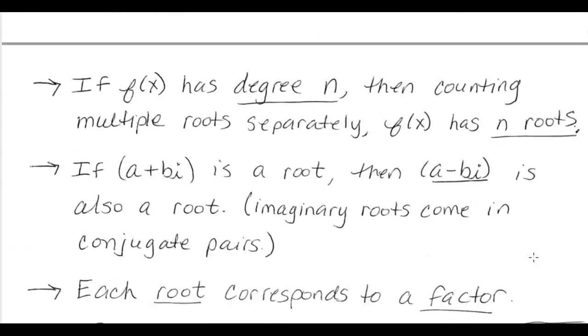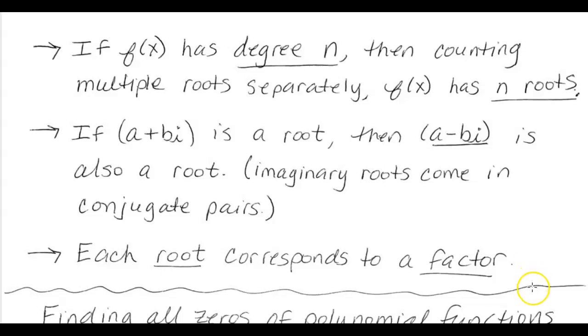All right, so a few comments about properties of polynomial functions in regards to finding the zeros. If f(x) has degree n, then counting any multiple roots separately, f(x) is going to have n roots. So the degree tells you how many roots or how many zeros there are altogether. If a + bi is a root, then a - bi is also a root. In other words, imaginary roots must come in conjugate pairs. You cannot only have one. You must always have its conjugate with it. So there's always an even number of imaginary roots if there are any at all.